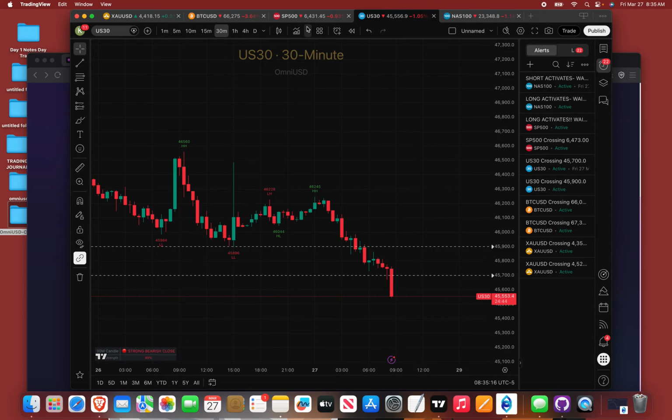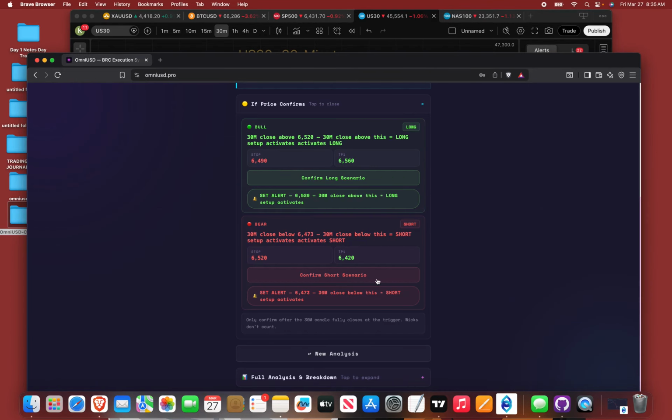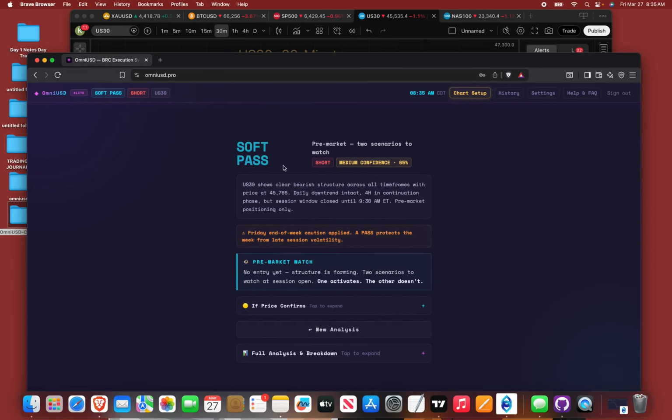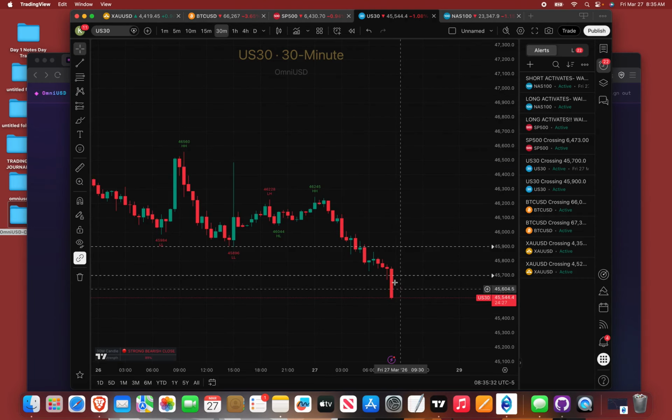Boom. US30. Look at that. Strong candle. What did the US30 say it was? Let's go back to US30. Short. 65% short. US30. Let's go. That's a strong, that's an 88% candle. That's 90% right there. We gotta wait though.